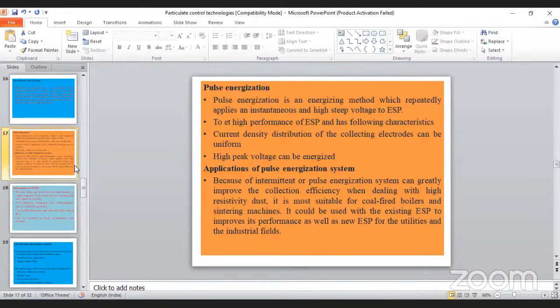Application of pulse energization system: how do they do this intermittent and pulse energization? Because of these two, intermittent and pulse energization, the instantaneous power supply can greatly improve the collection efficiency when dealing with high resistivity dust. It is more suitable for coal-fired boilers and sintering machines. It could be used with the existing electrostatic precipitator to improve its performance, as well as with new electrostatic precipitators for the utilities and the industrial fields.